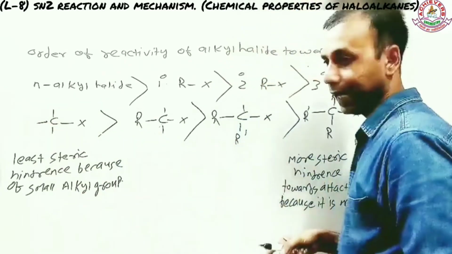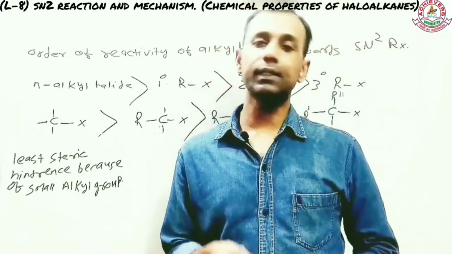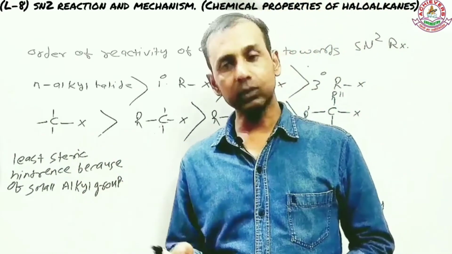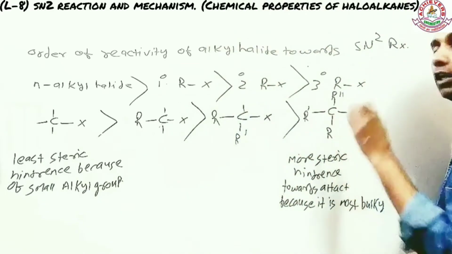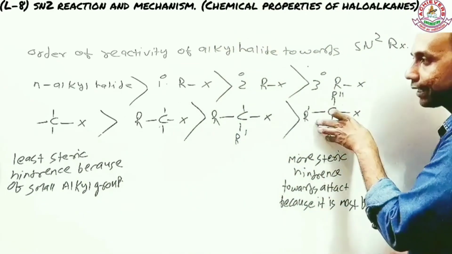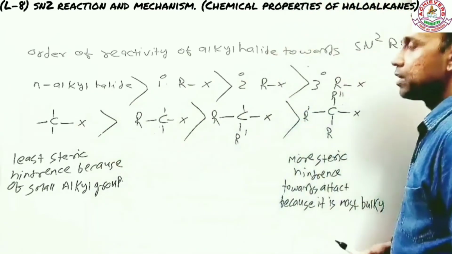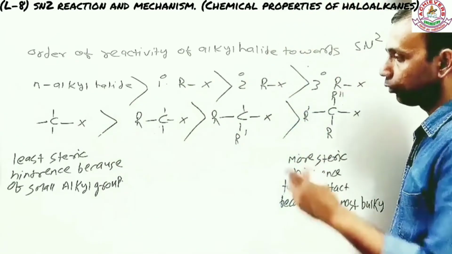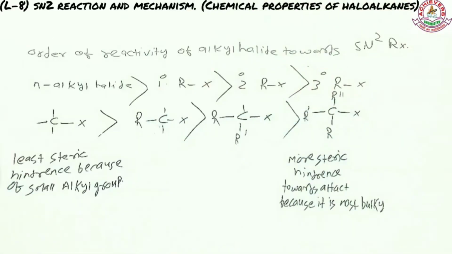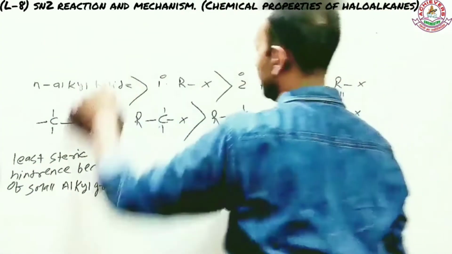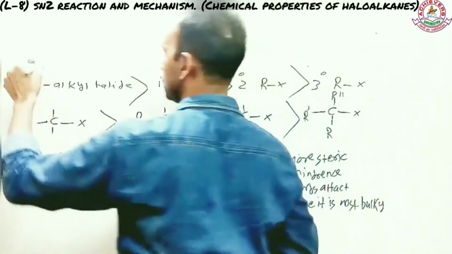So nucleophilic attack, you need to understand that the nucleophilic attack in case of N1 is highest, but nucleophilic attack towards the tertiary carbon is lowest. So that's why this is least reactive, while this one is the most reactive. One more thing I want to take you through, the last thing, is the order of SN2 reactivity.